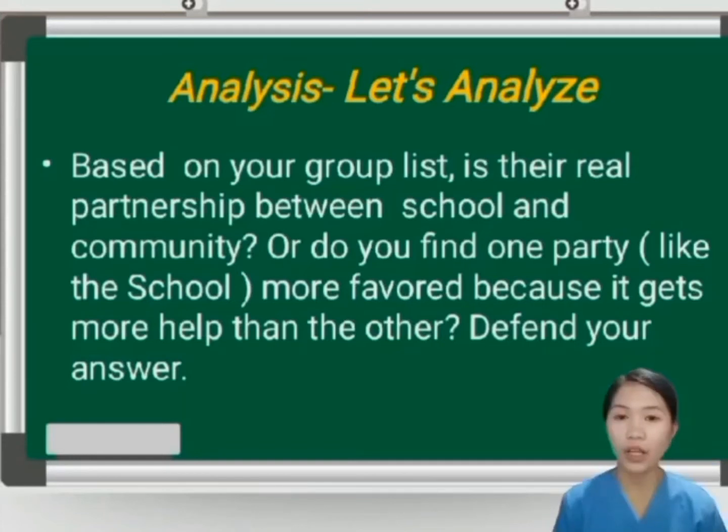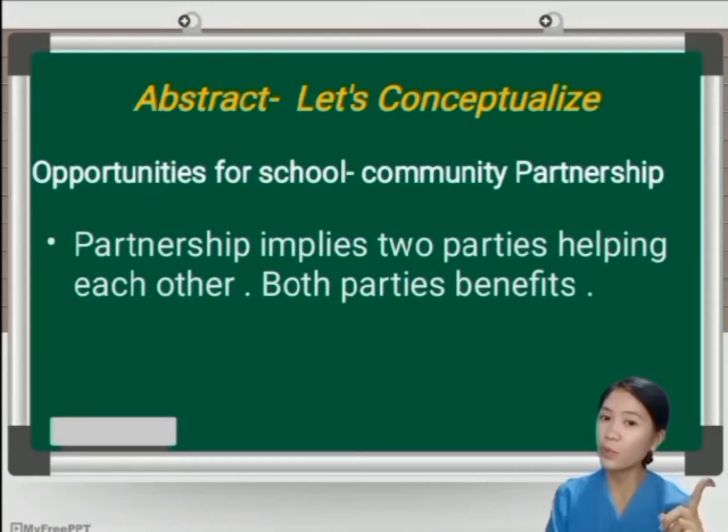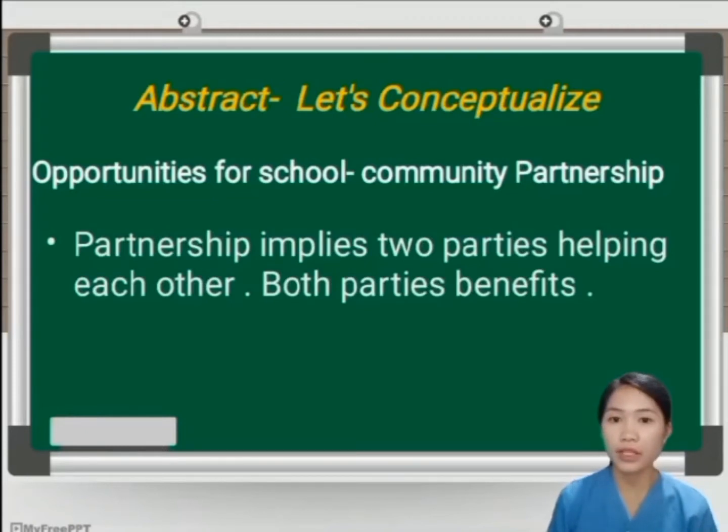Now we are done with our activity and analysis. That is why we are going to proceed now to the topic. Let's conceptualize. Opportunities for school-community partnership. Partnership implies two parties helping each other. Both parties benefit. This means that if school-community partnership exists, both parties benefit from the relationship.